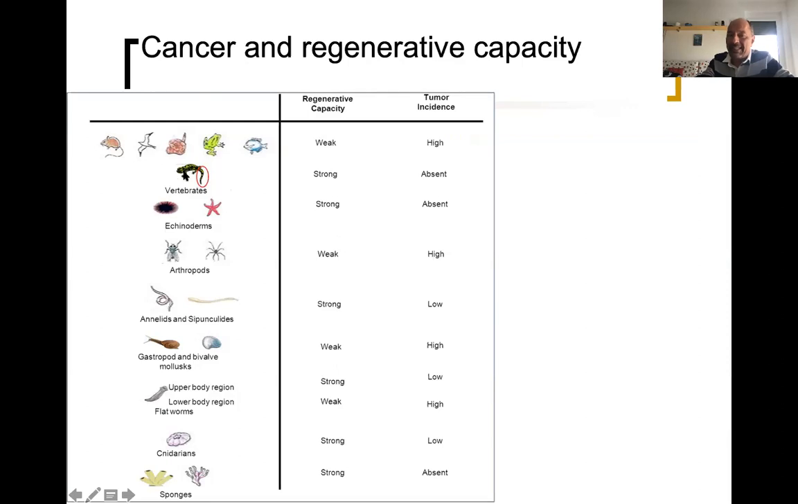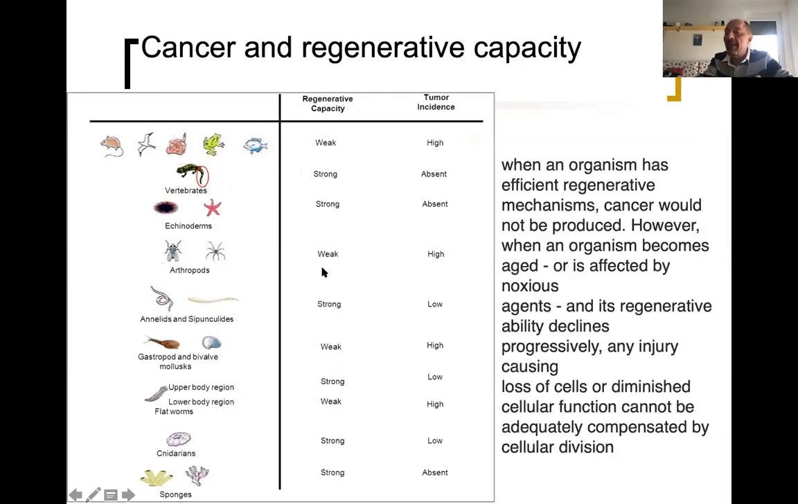For example, these are lizards, you know, very strong regenerative capacity, no cancer, and so forth. So essentially, when an organism has efficient regenerative mechanisms, like it can be a lizard or it can be a young man, there is no cancer. When you get aging or are affected by noxious agents, I mean smoking and so on, then you decline in regenerative ability, and injury causing loss of cells or diminished cellular function cannot be adequately compensated by cellular division. And that's what causes cancer.